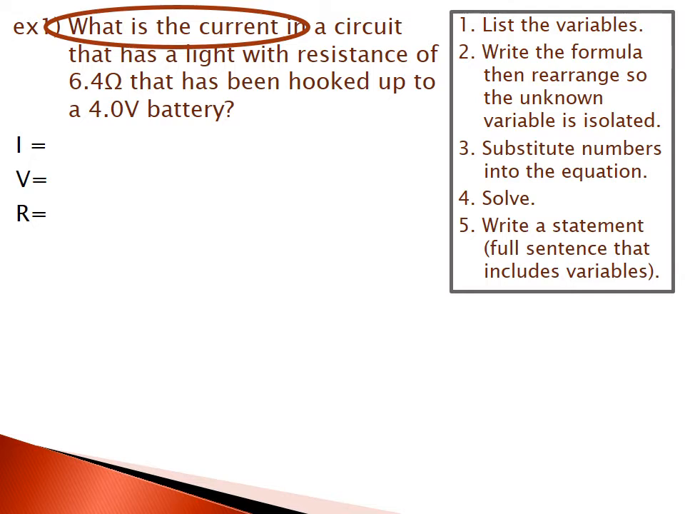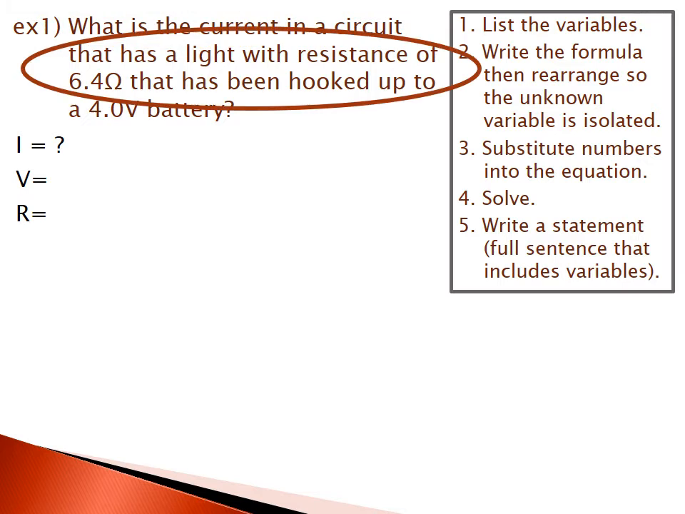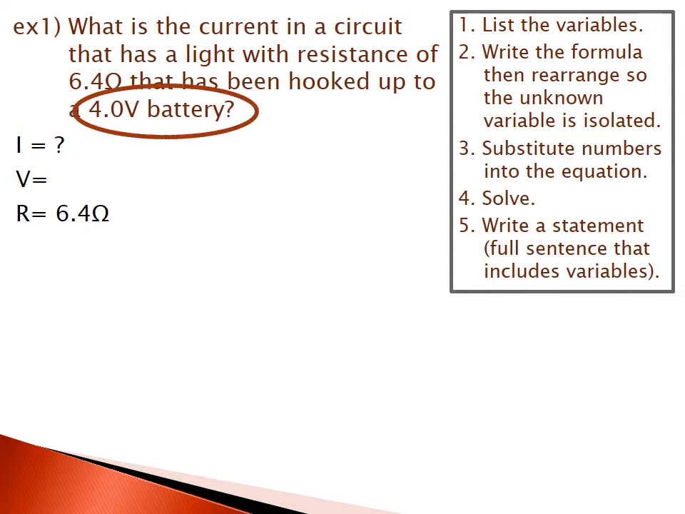The question says, what is the current? In a previous lesson, we learned that current is symbolized by a capital I. So we will put a question mark next to the I. The question says the light has a resistance of 6.4 ohms. Also in a previous lesson, we learned that resistance is symbolized by a capital R. So next to R, we will write 6.4 ohms. It also says we have been hooked up to a 4-volt battery. So next to the V, we will write 4.0 volts.